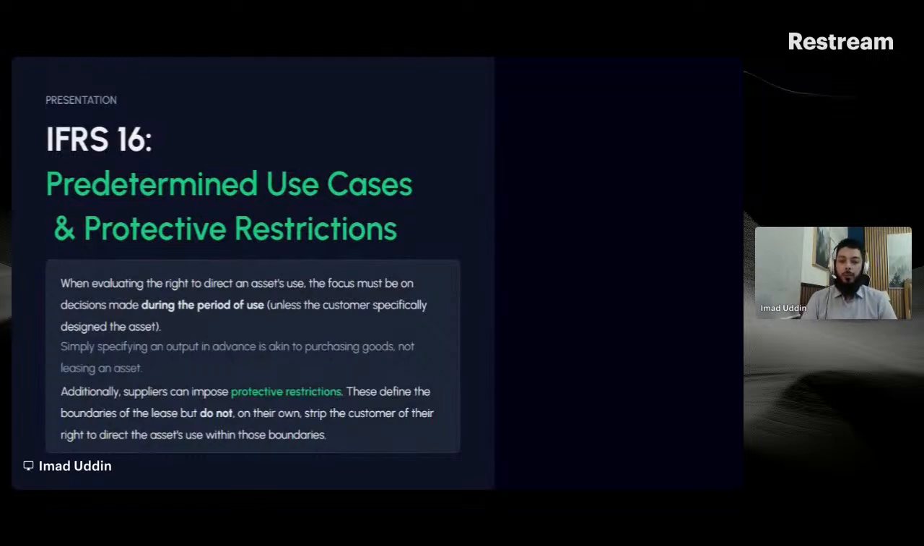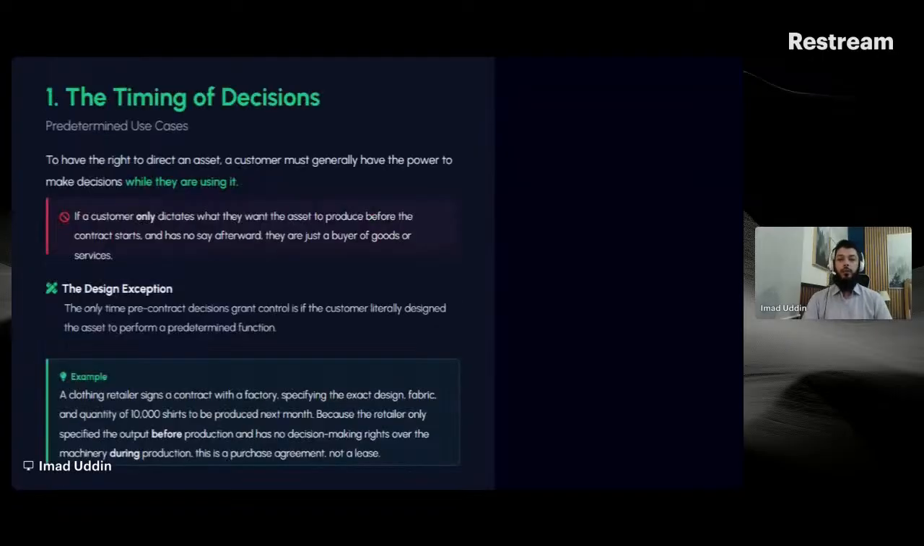Okay, a bit more about predetermined use cases and protective restrictions. Let's quickly move on to the timing of decision. To have the right to direct an asset, a customer must generally have the power to make decisions while they are using it. If the customer only decides or dictates what they want the asset to produce before the contract starts, and has no say afterwards, they are just a buyer of the goods and services. This is a very important, critical point.